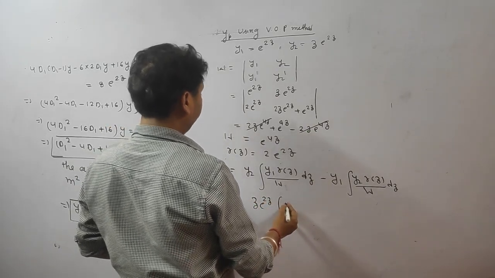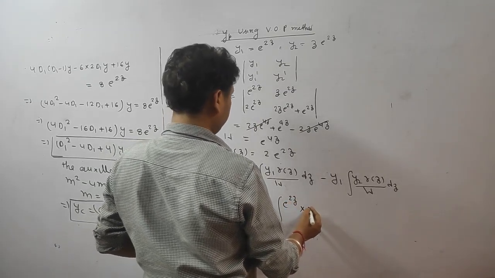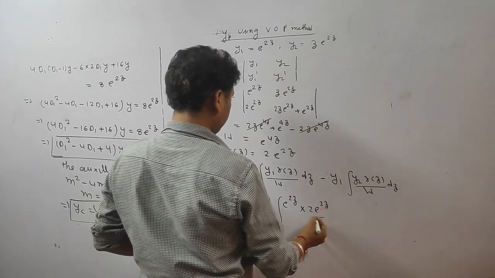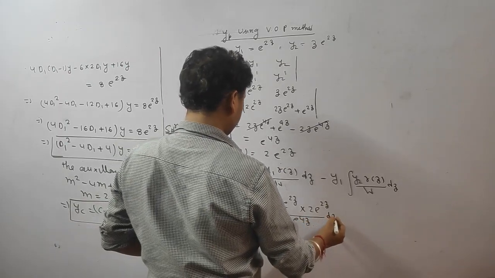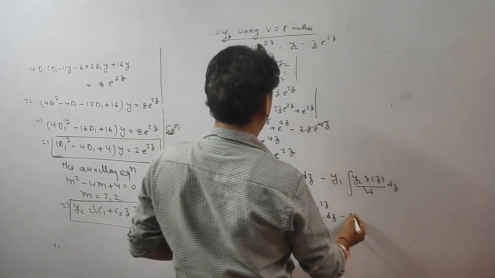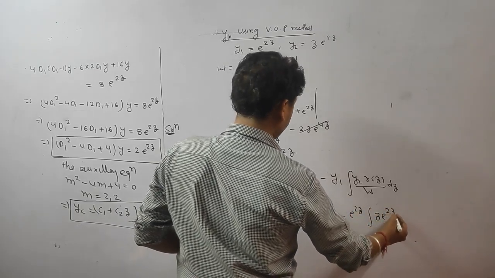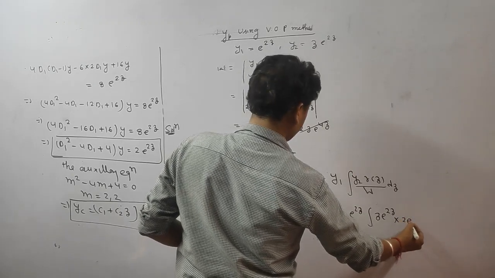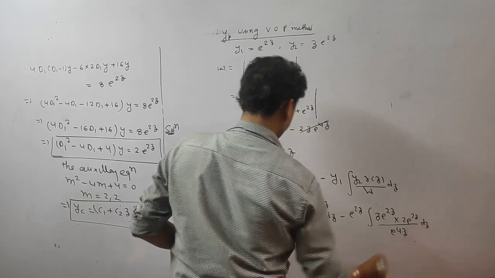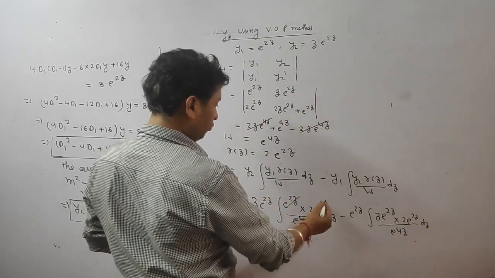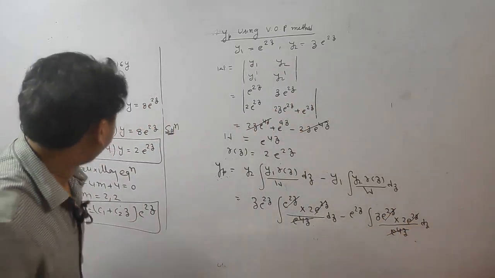What is Y1? What is RZ? What is W? What is Y1? What is Y2? What is RZ? What is W? So friends, e to the power 4z, e to the power 4z cancel, e to the power 4z, e to the power 4z cancel. So what we have?